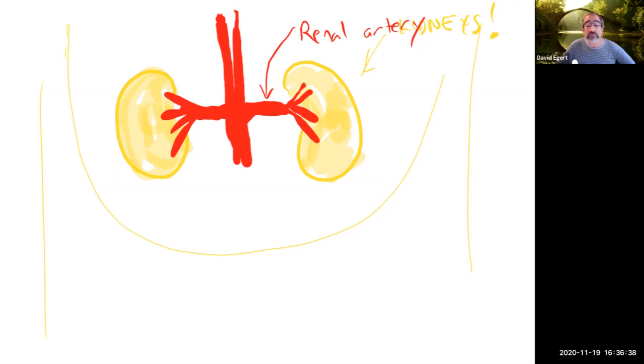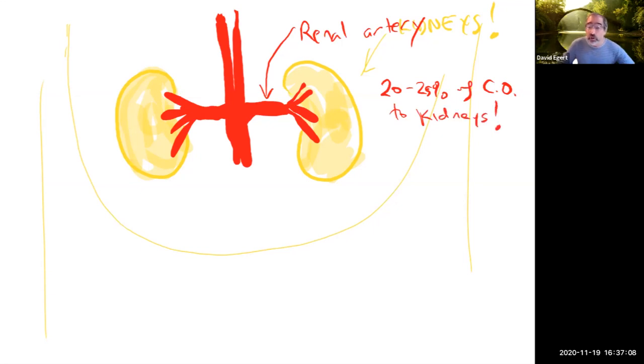I don't know if anybody remembers when I was talking about the proportion of your cardiac output that goes to different parts of your body. Does anyone remember how much of your cardiac output goes to your kidneys? Like 25%, 20 to 25. Exactly. So 20 to 25% of cardiac output goes to the kidneys.